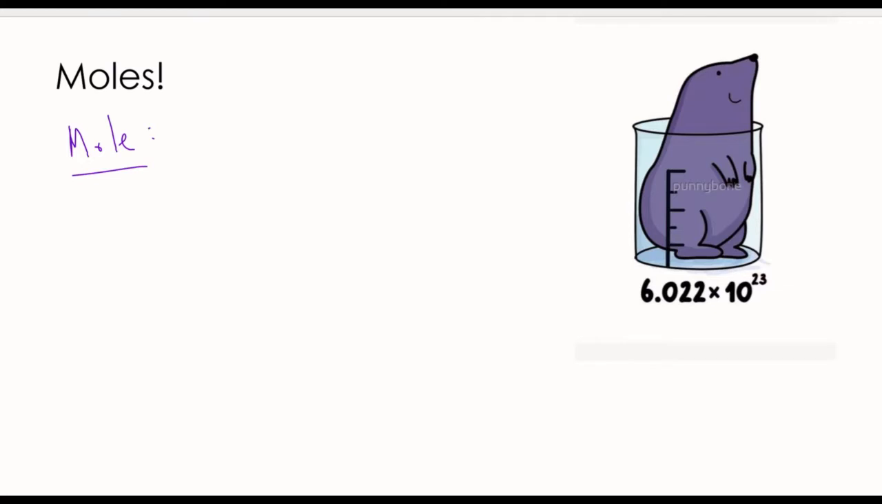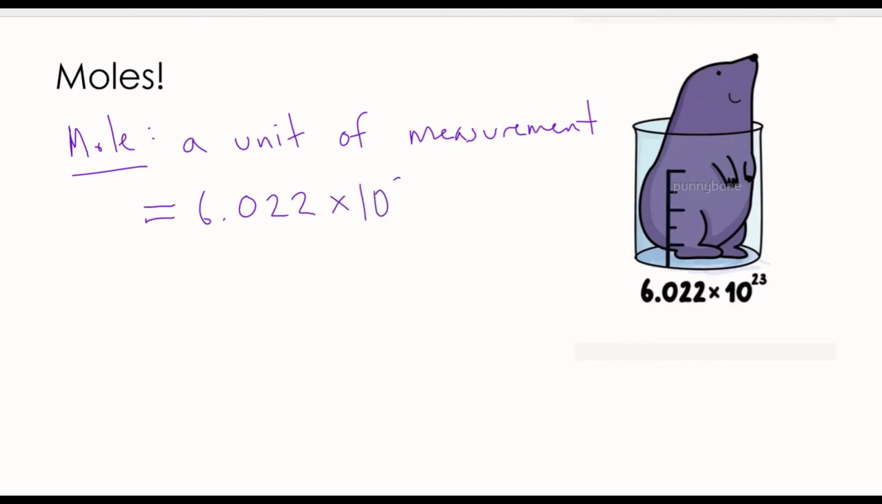A mole is a unit in chemistry. It's a specific unit of measurement. And this unit is actually equal to 6.022 times 10 to the 23rd atoms. It could also equal particles or molecules, but I am just going to focus on atoms in this particular video. So a mole is just a representation for this super, super huge number. This is the actual number.